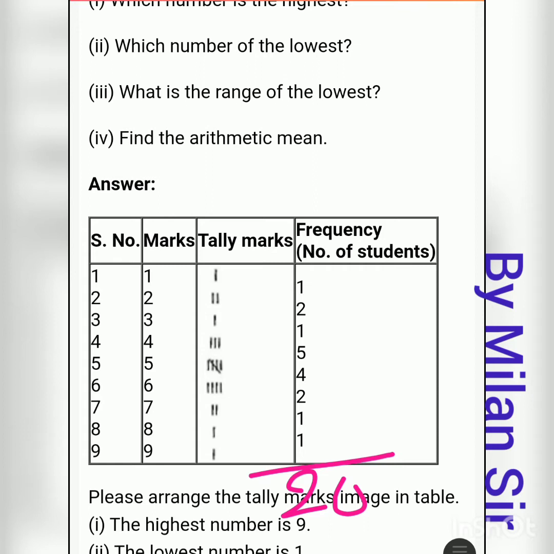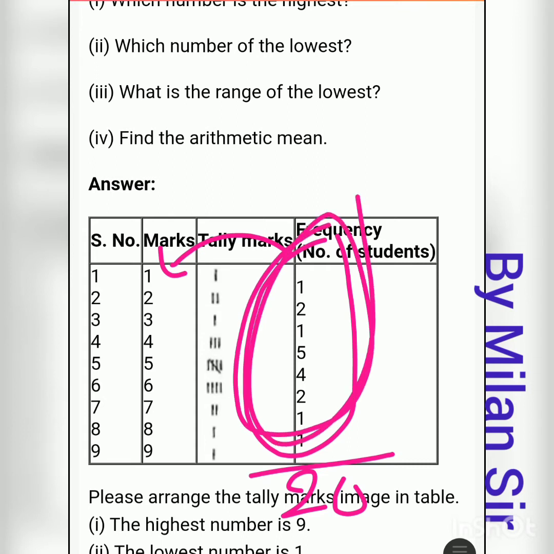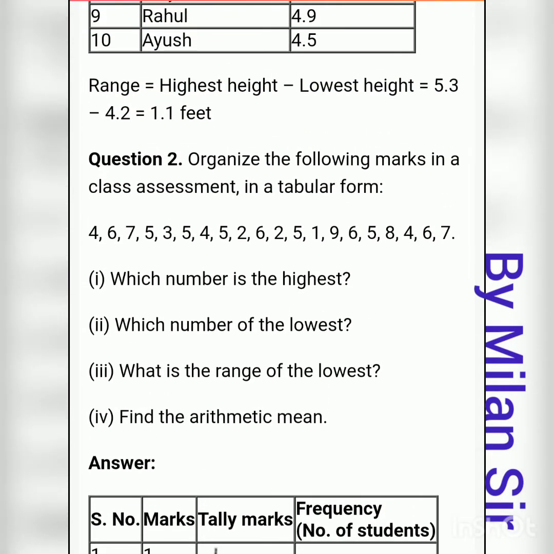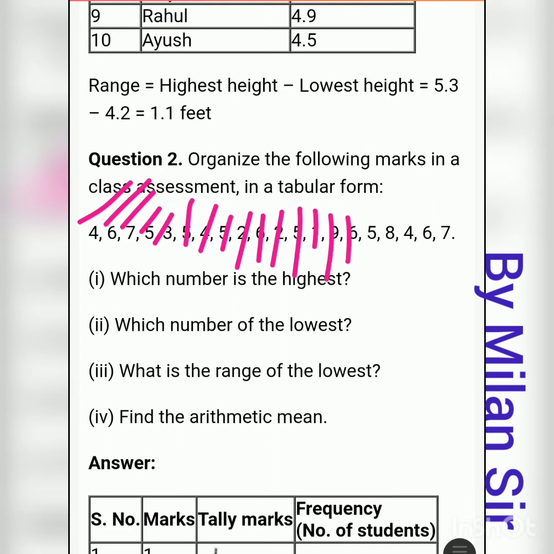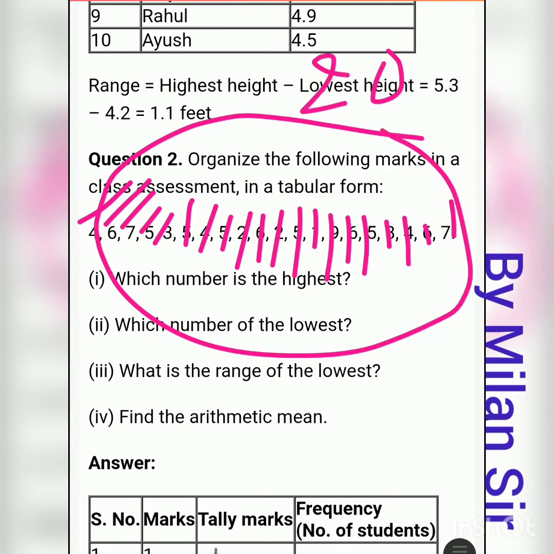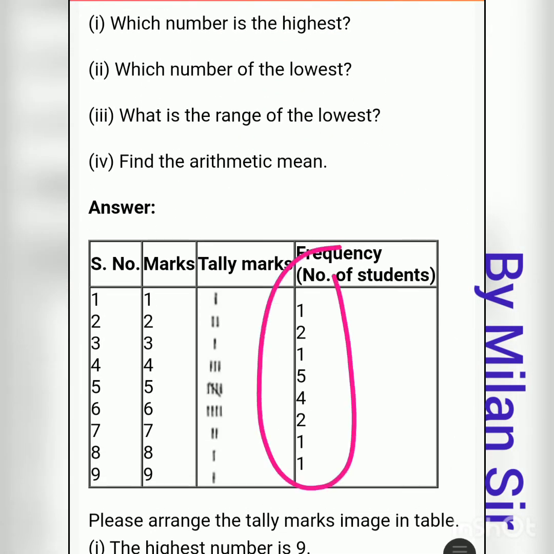Here is the sum of the frequency. The frequency represents the number of times a number is repeated. So if we add the frequencies, we get the total number of observations, the total number of marks. We need to check this with our original data. How many data values are given? 1 2 3 4 5 6 7 8 9 10 11 12 13 14 15 16 17 18 19 20. Total 20 numbers are there, and our total is equal to 20. That means your table is correct.